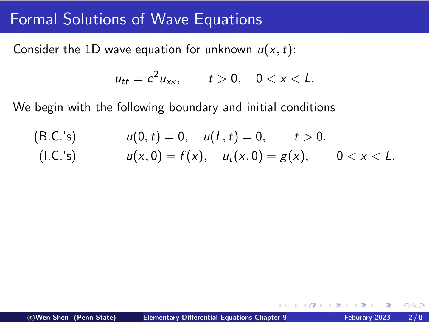One is given in the form of the solution, u of x at t equals 0. Let's call this function f of x. And then the second one is the derivative in t at time 0, and let's call this g. And that applies to the interval x from 0 to L.